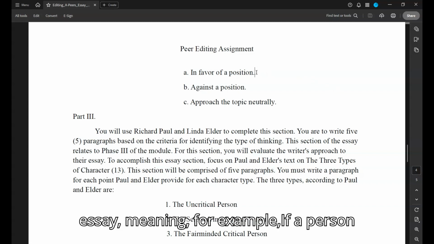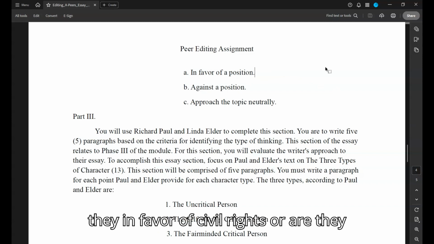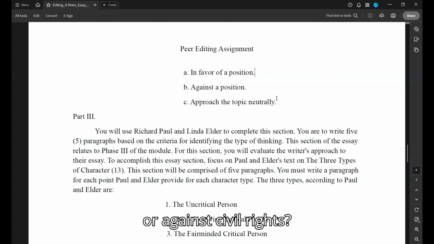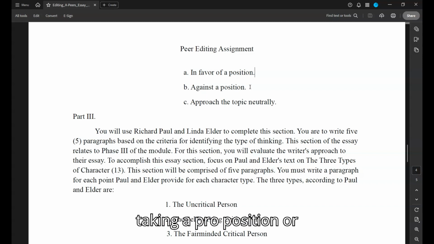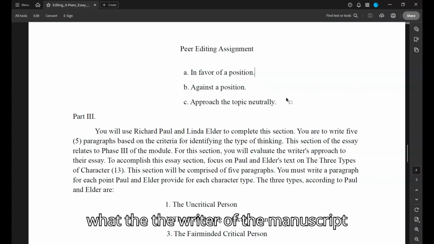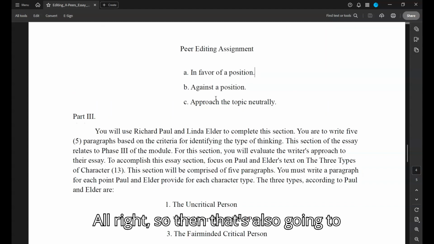For example, if a person is talking about civil rights, are they in favor of civil rights, or are they critiquing or against civil rights? One of the points they mentioned earlier, I believe, was abortion, and they're taking a pro position or critiquing that position. So you have to evaluate what the writer of the manuscript you're assigned is trying to tell you. That's also going to be a paragraph.